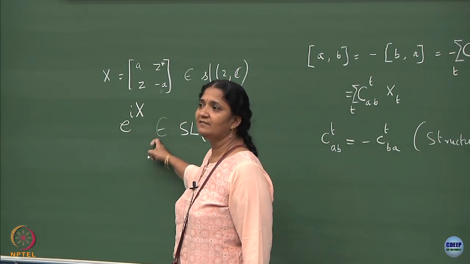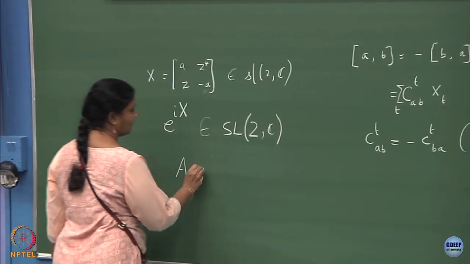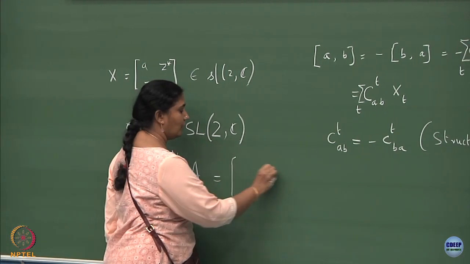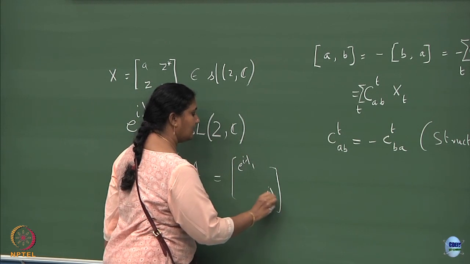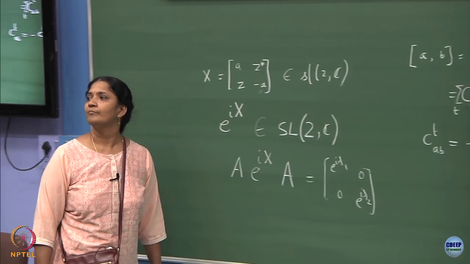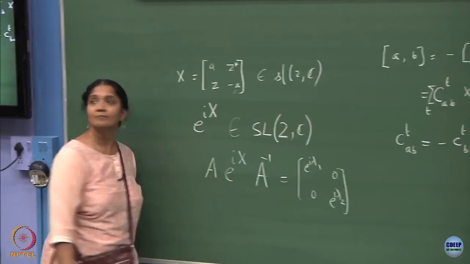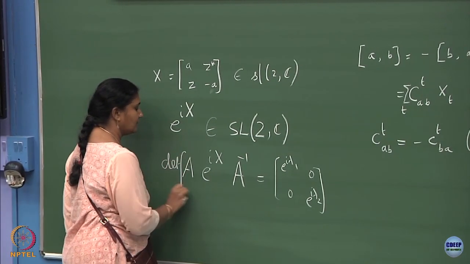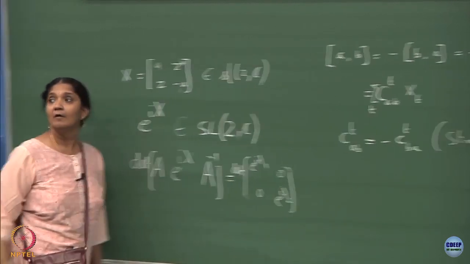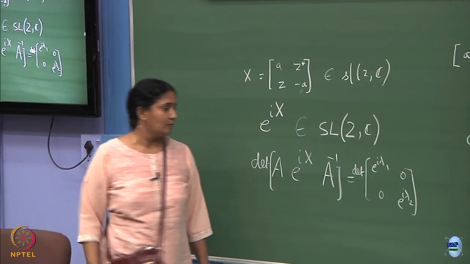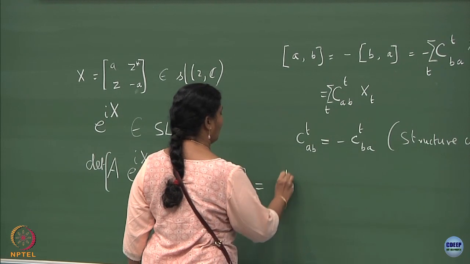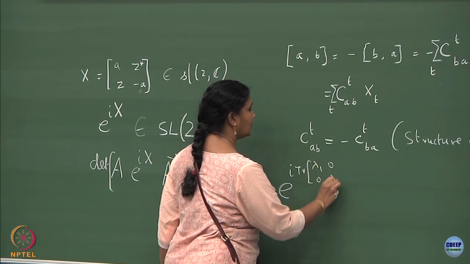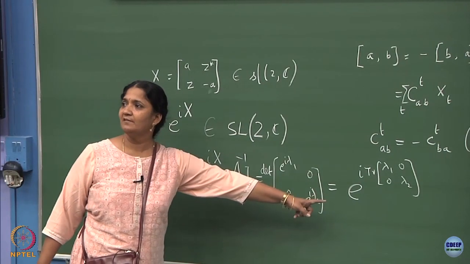Suppose I do a diagonalization here. I find a matrix A such that A e to the ix A inverse gives me a diagonal matrix, let me call it e to the i lambda 1, e to the i lambda 2. I can always do this on a given matrix. If I take the determinant of this, what does this mean? This is e to the power of i times the trace of lambda 1, 0, 0, lambda 2. You all agree? This expression is the same as that expression.